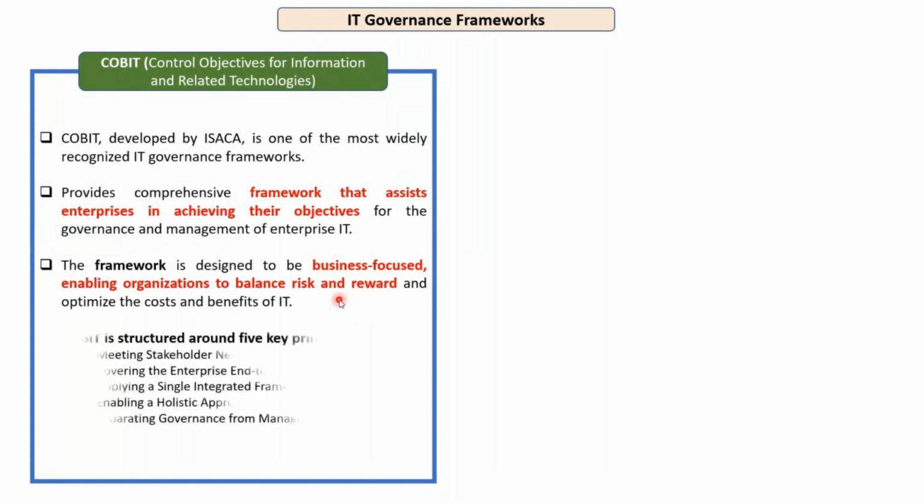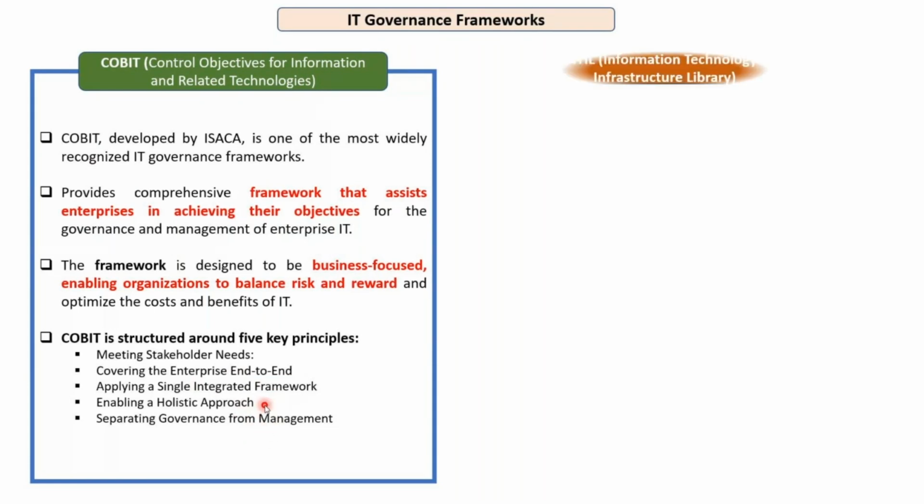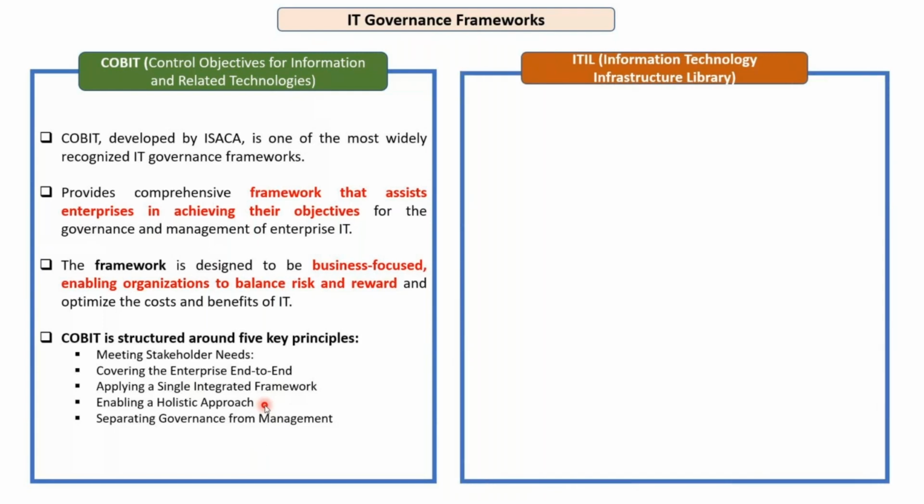COBIT is structured around five key principles, which are meeting stakeholder needs, covering the enterprise end to end, applying a single integrated framework, enabling a holistic approach, and separating governance from management. The next framework we are going to see is ITIL. It stands for Information Technology Infrastructure Library.